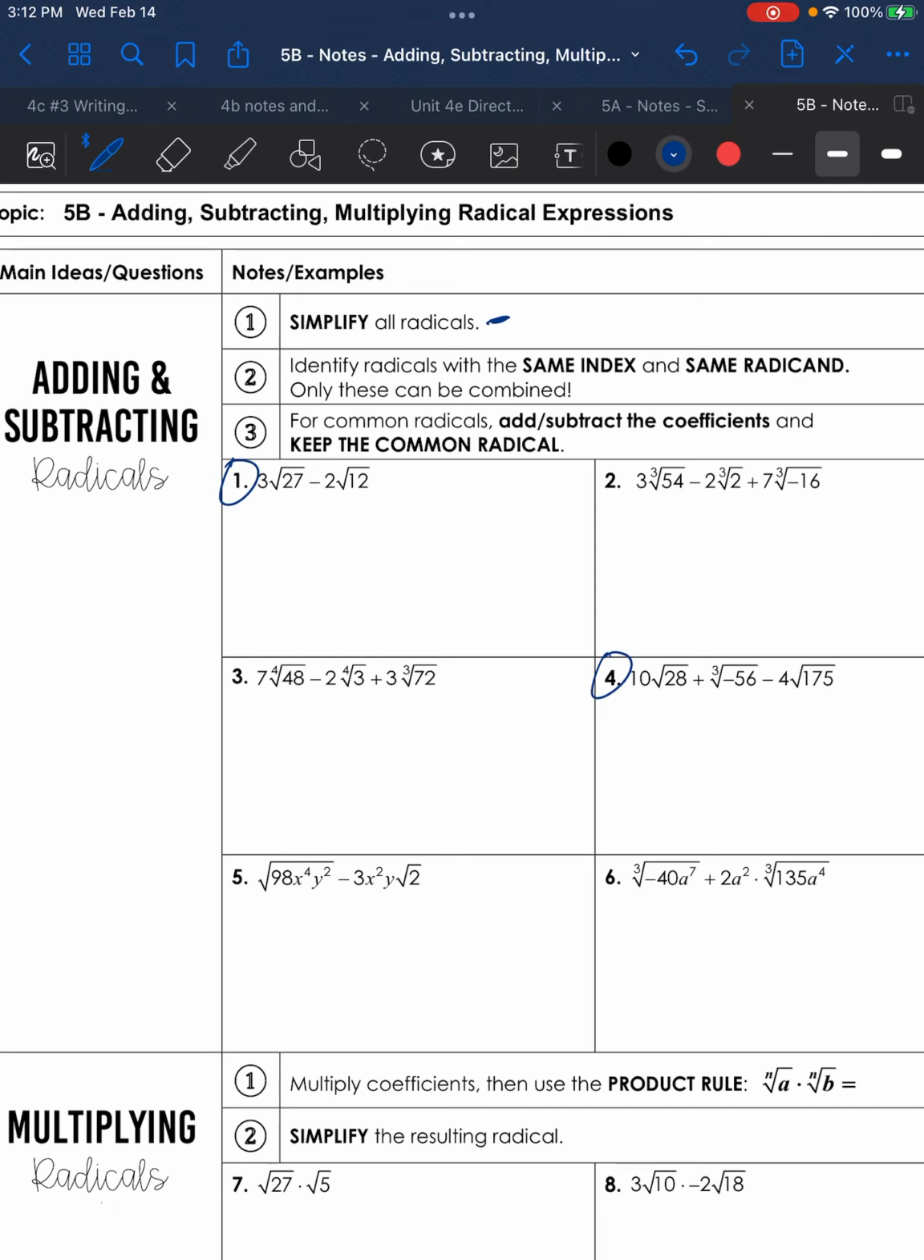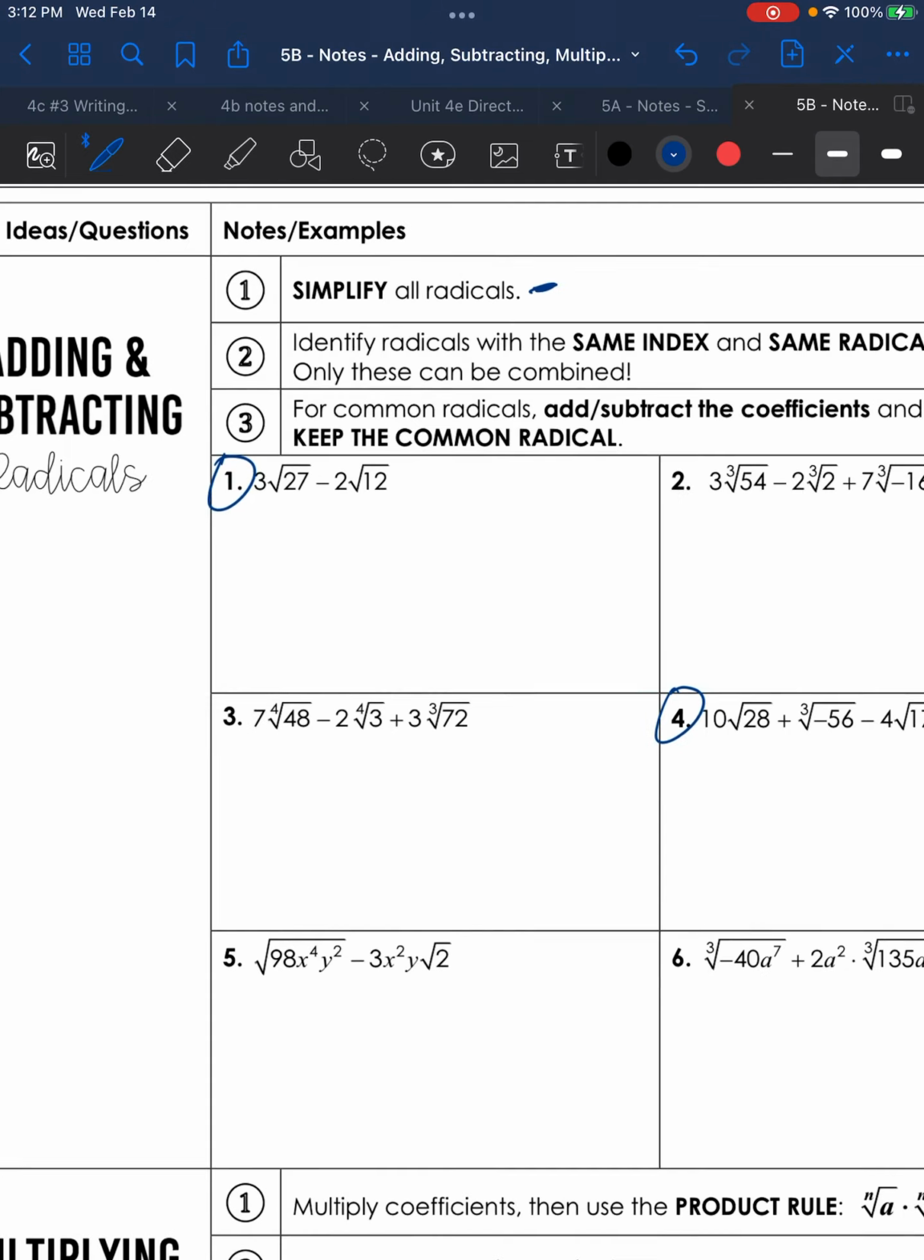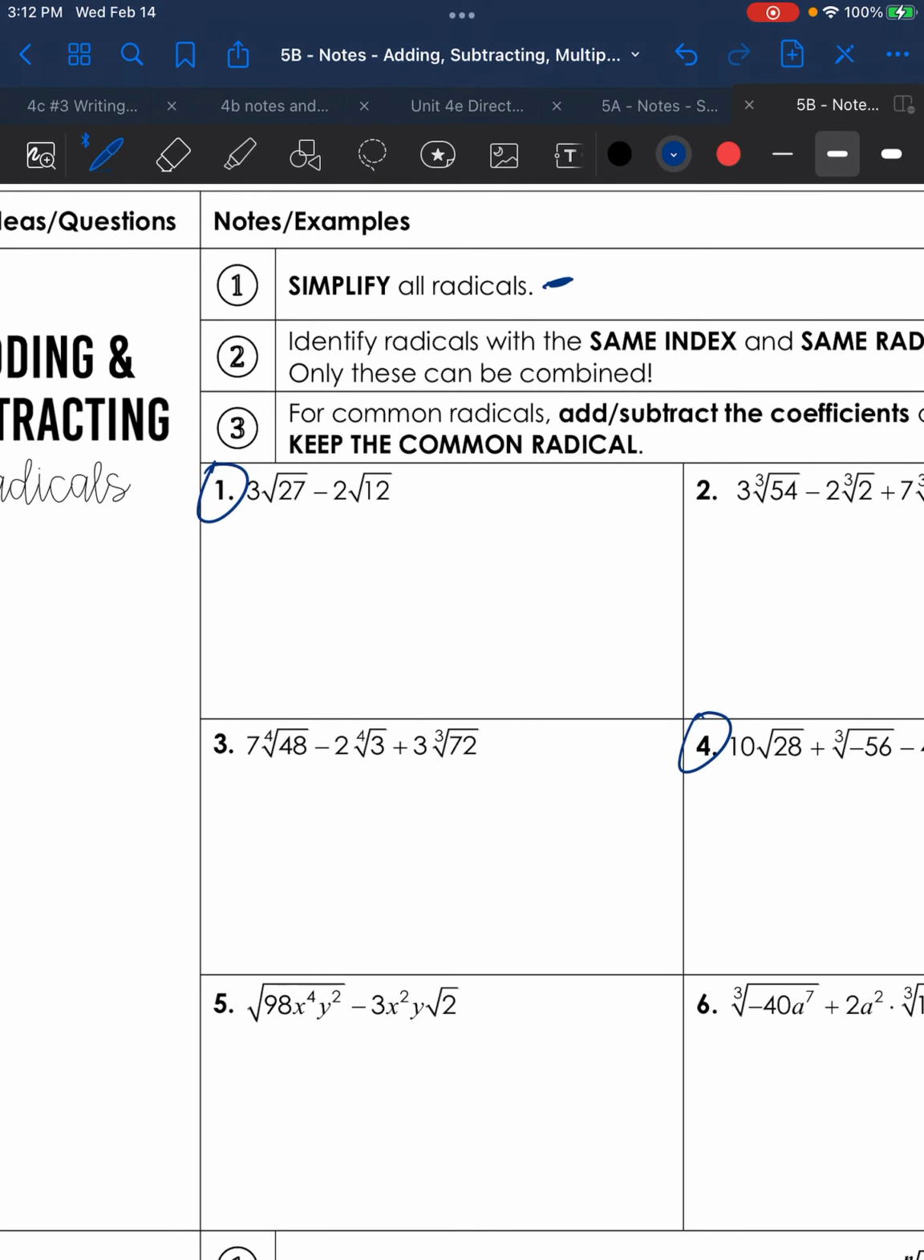And it really stands true at all times. If you ever see a radical you can simplify, you can do it at any point. Not always the fastest way to do stuff, but you can always do it. It's never wrong. So I'm gonna look at individual radical terms and see if I can simplify them. So the square root of 27, can I simplify that?